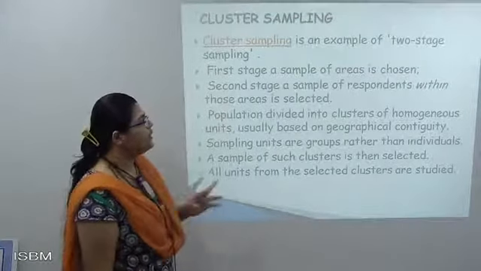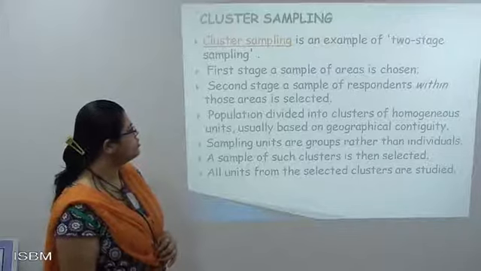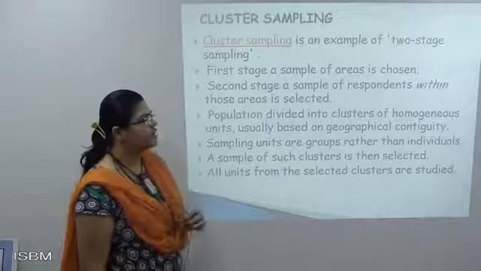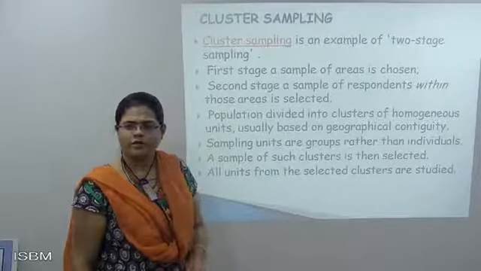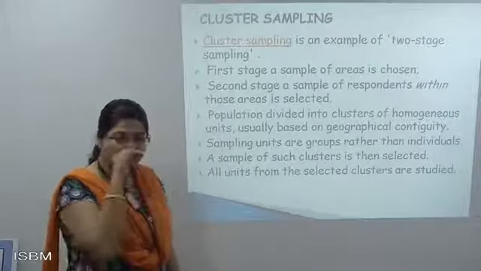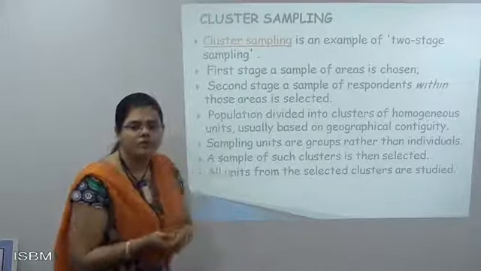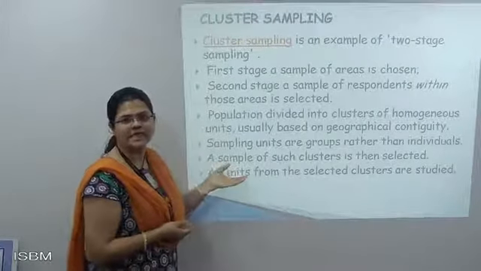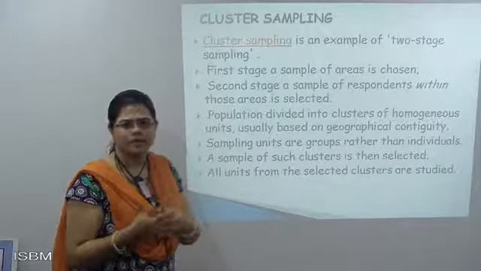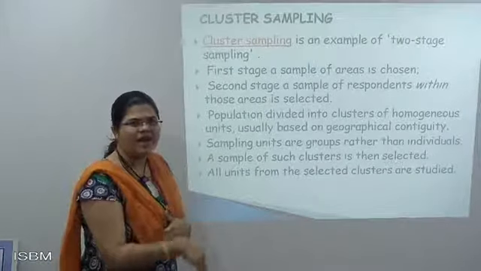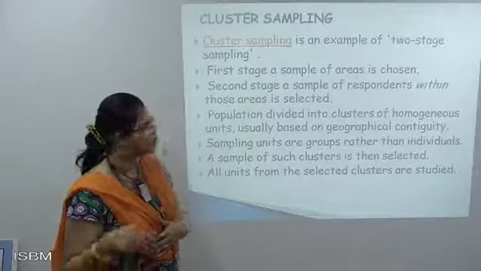The population is divided into clusters of homogeneous units, usually based on geographical convenience. I use this type of cluster sampling usually in a geographical area, because I want to get as much information as possible. That is why I use it, which is easier for me to get the information from where I can select and choose.